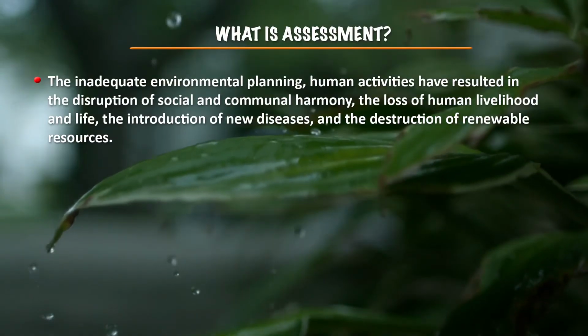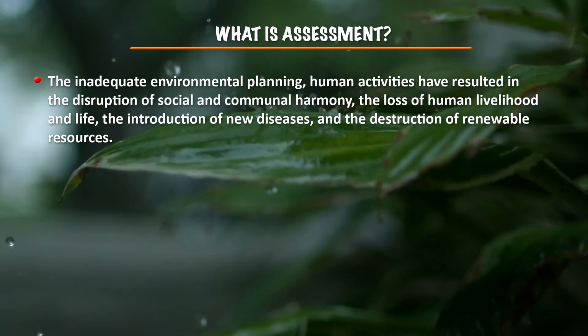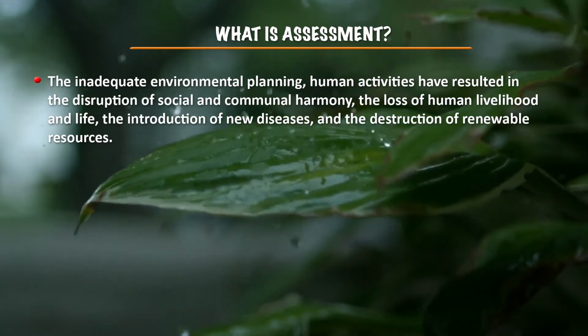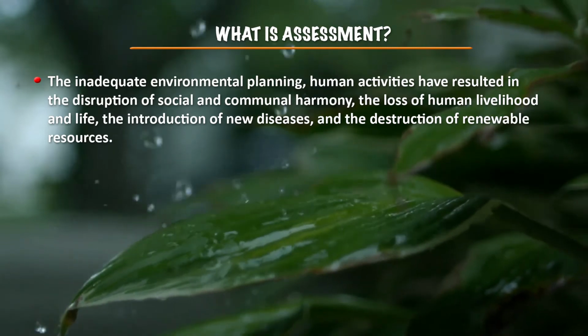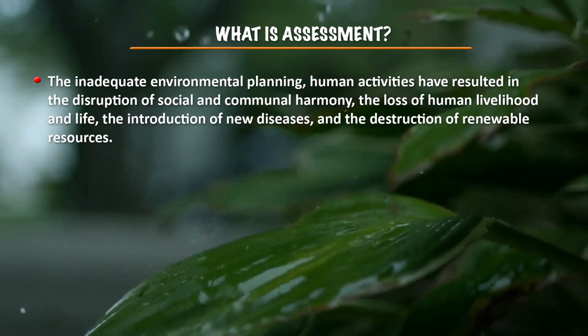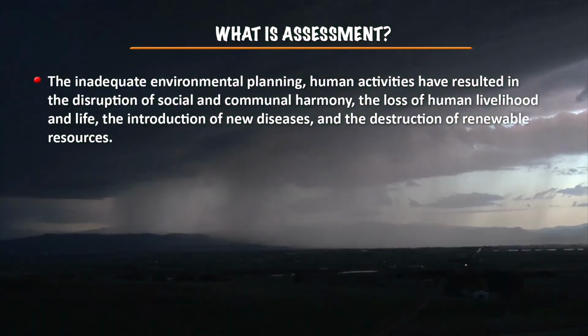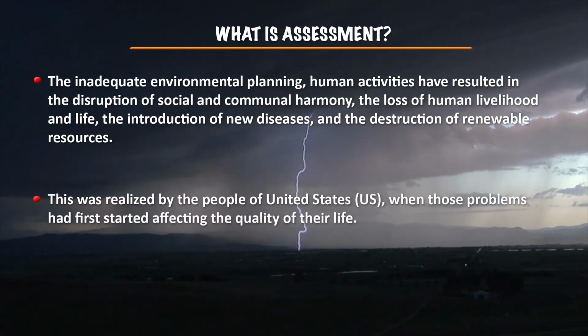So the inadequate environmental planning and human activities have resulted in the disruption of social and communal harmony, the loss of human livelihood and life, the introduction of new diseases and also the destruction of renewable resources which we are facing today. So this was realized by the people of United States of America when these problems had first started affecting the quality of their life.